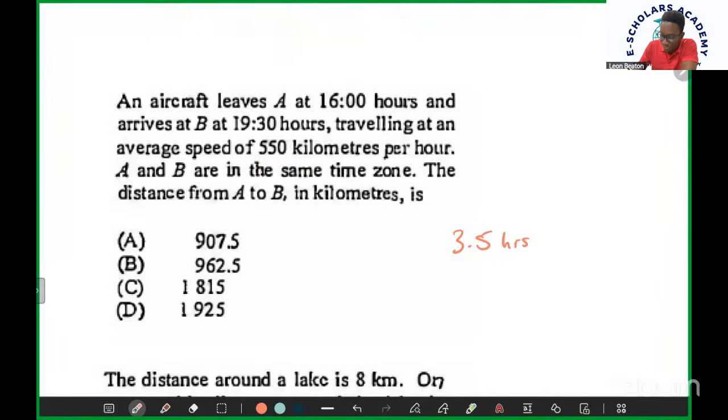So every hour he travels 550 km. To find the distance, it will be 550 multiplied by 3.5. I can turn this into a nice whole number by moving the decimal out one time. This will be times 35. So we have to know these kinds of multiplications, eh?